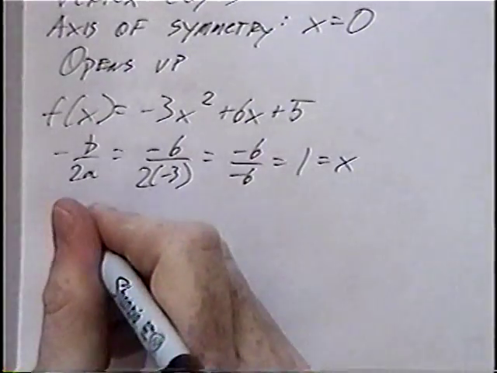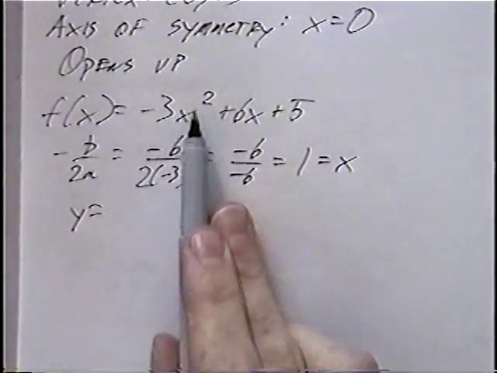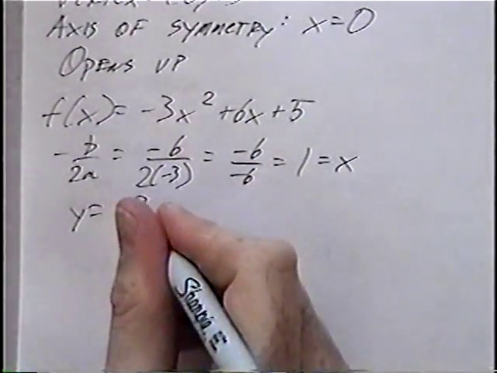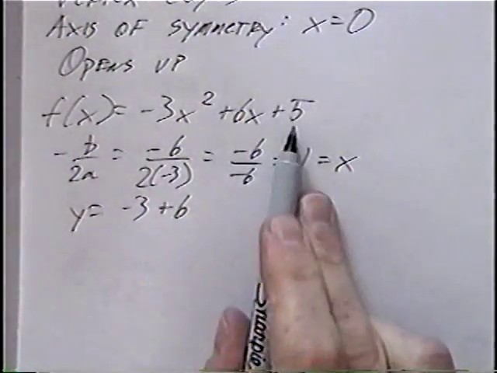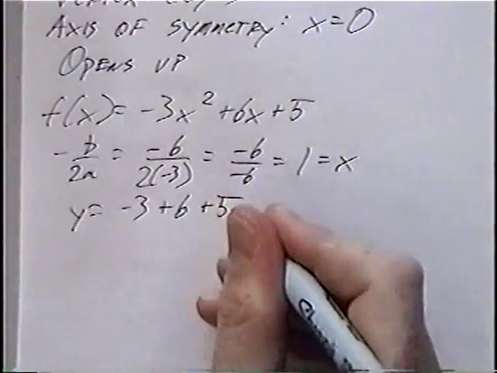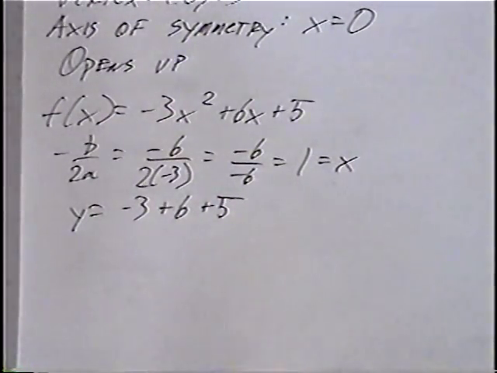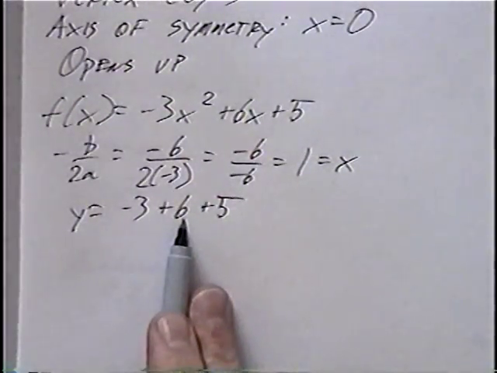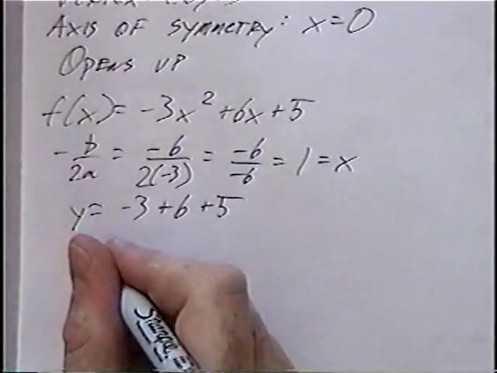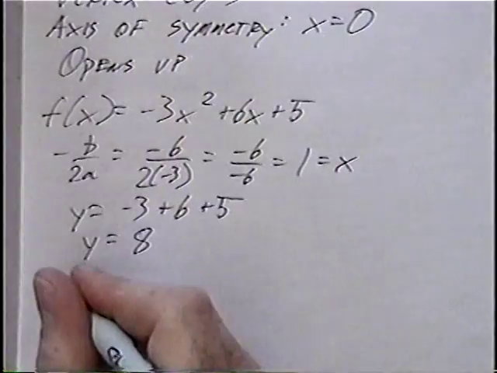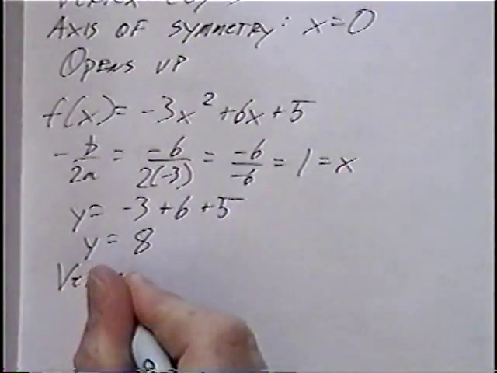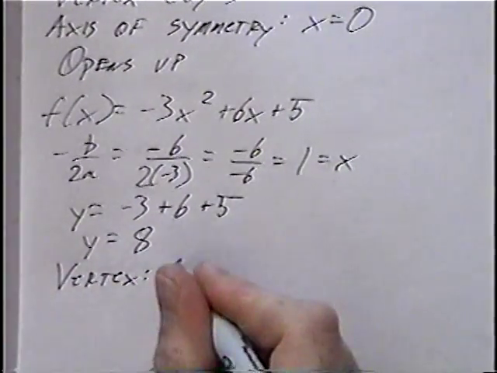Plugging the 1 into the equation. 1 squared would be 1. Negative 3 would stay the same. 6 times 1, 6 would stay the same. And plus 5. Negative 3 plus 6 would be 3. Plus 5 more would be 8. So our vertex for this question would be 1, 8.